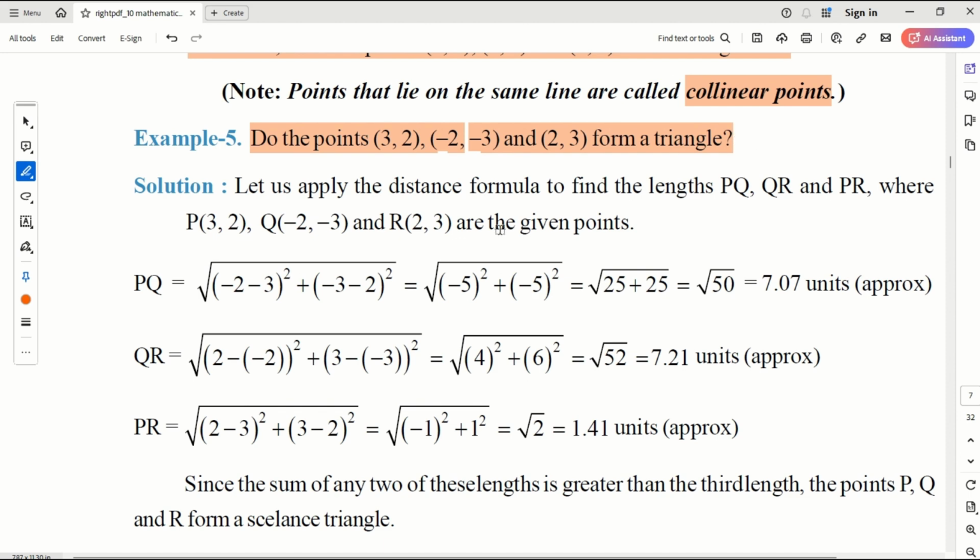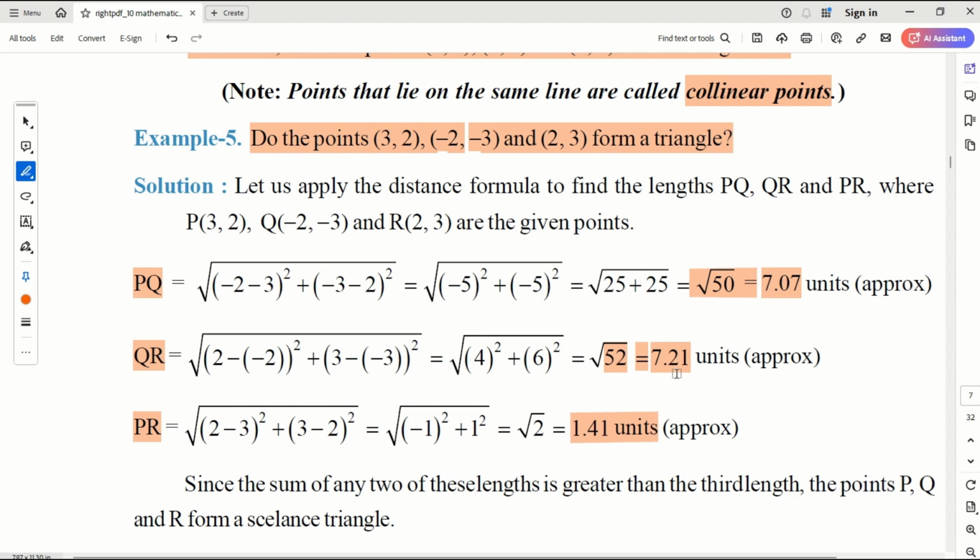So let's find out the distance of the three sides of the triangle. I mean, the three line lengths actually we'll find out. So if they are points P, Q, R, then we need to find PQ, QR and PR. So PQ is square root of 50, or 7.07. QR is square root of 52, or approximately 7.21. PR is 1.41 units.